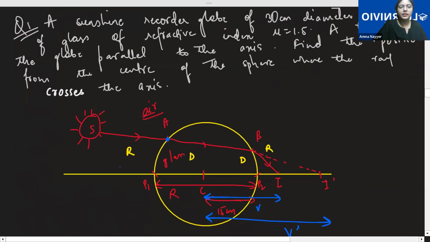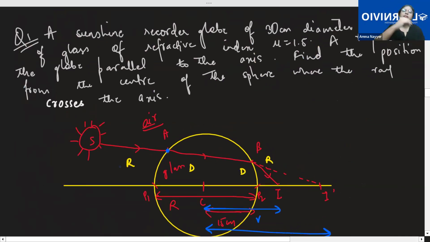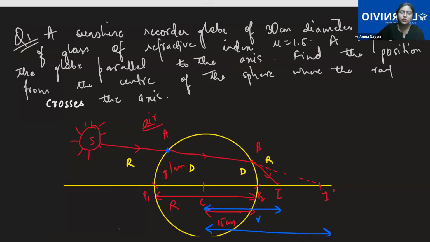Okay. See, one numerical based on this. This is from your NCERT. Think. This is a sunshine recorder globe of 30 centimeter diameter, made of glass of refractive index.